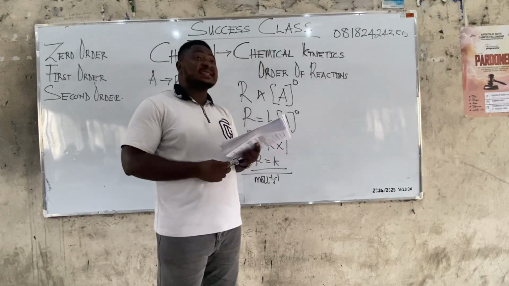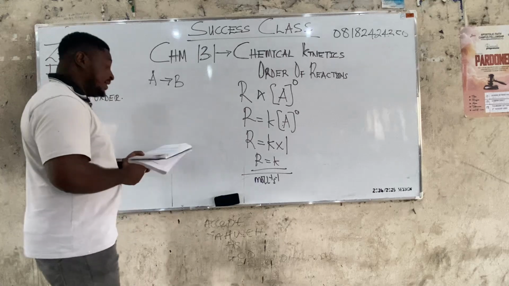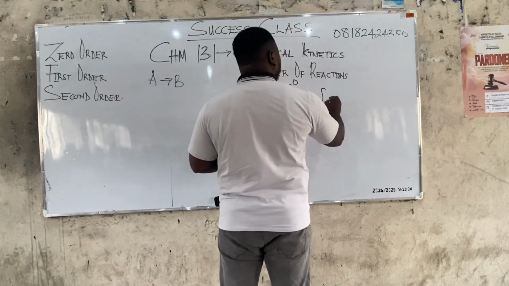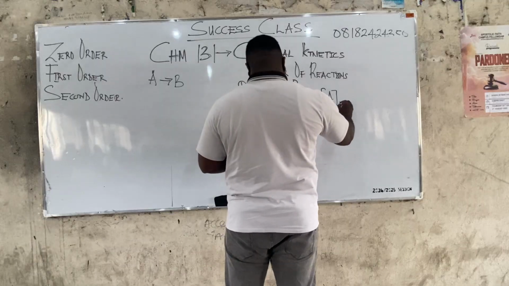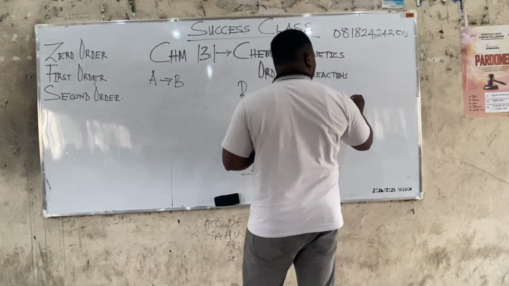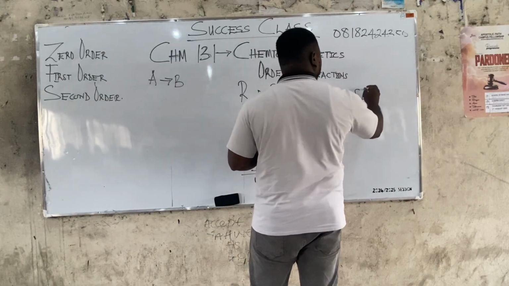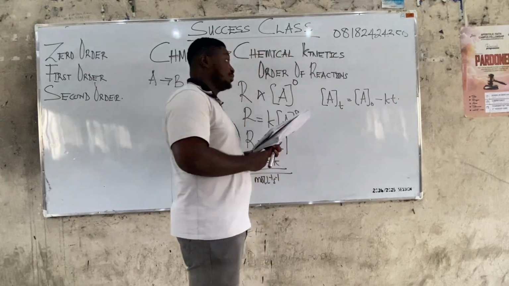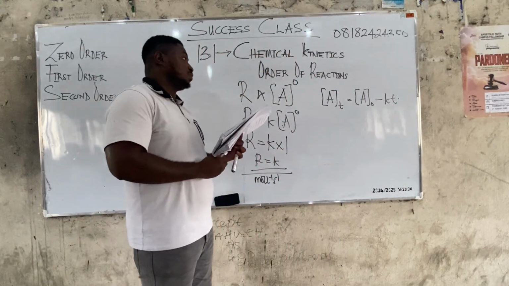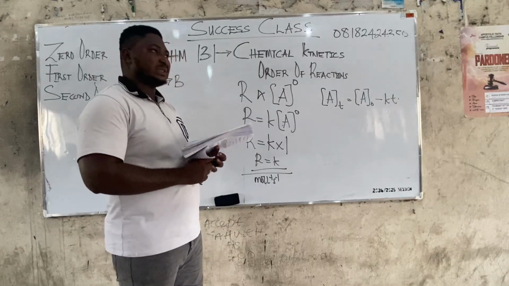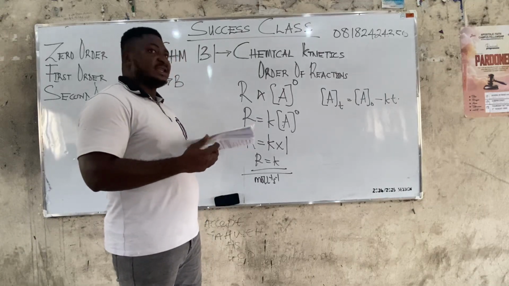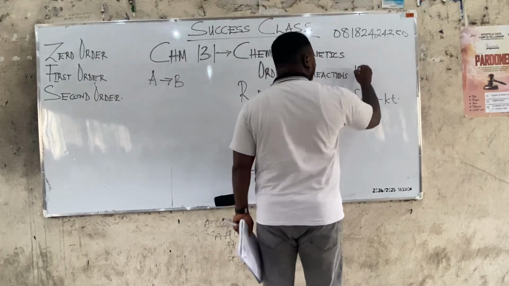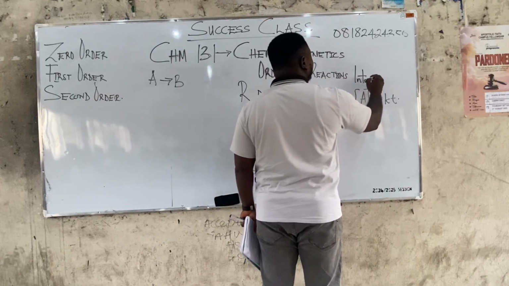We also have what we call the integrated rate equation. The integrated rate equation for a zero order reaction is A_t equals A naught minus kt. A_t equals A naught minus kt. This is called the integrated rate equation, and this is the one we're going to use for solving.